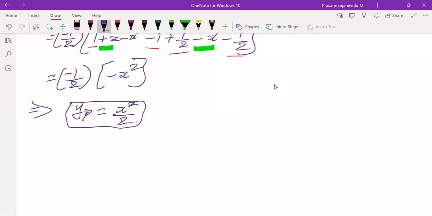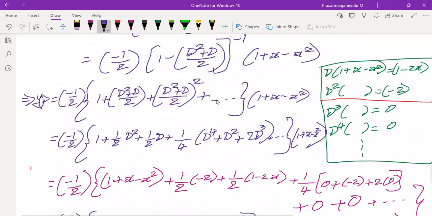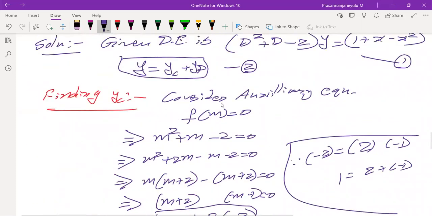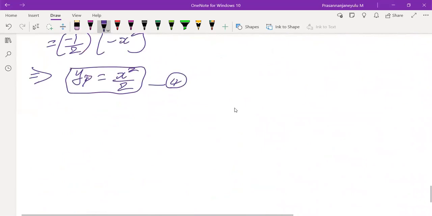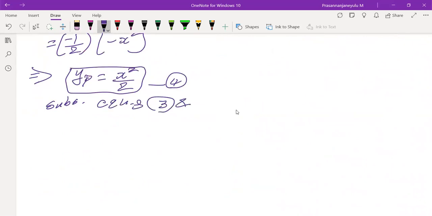So this is equation number 4. After getting equation number 4, substitute equations 3 and 4 in equation number 2.